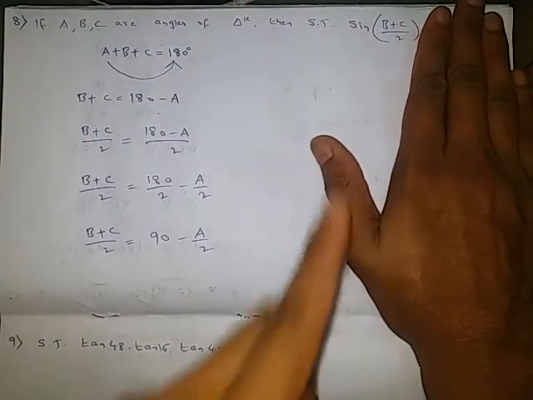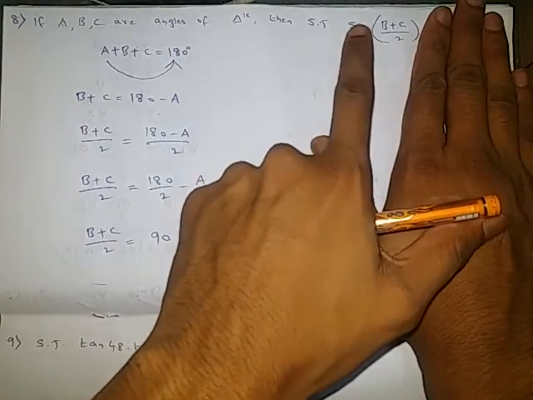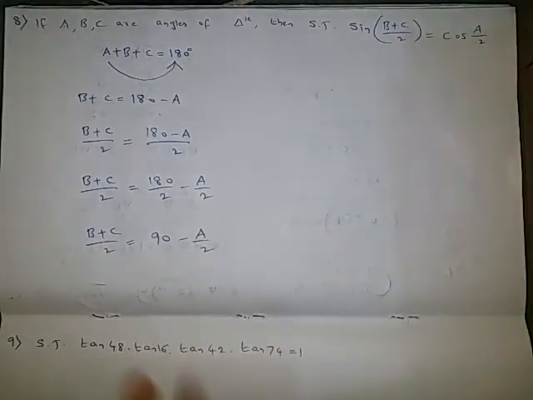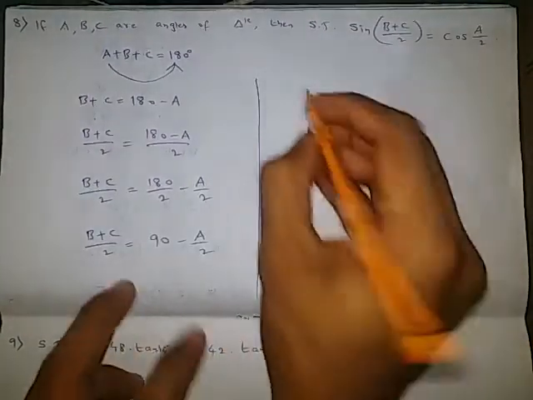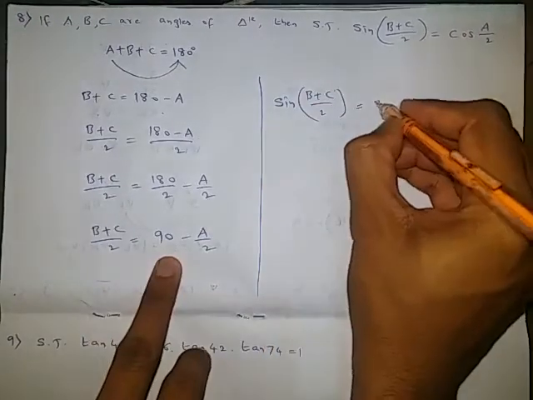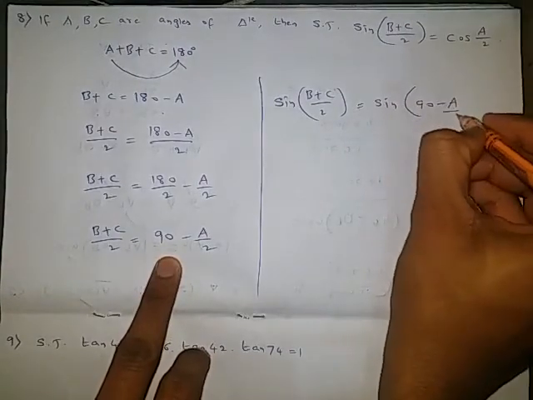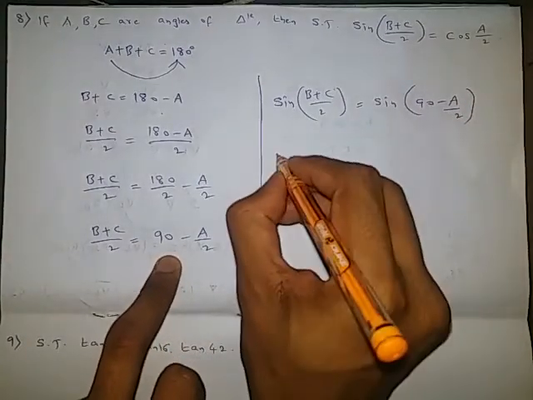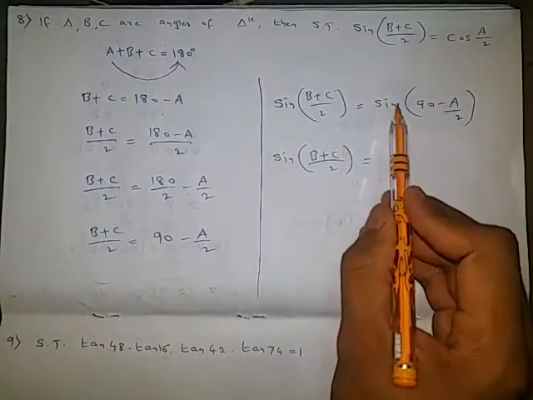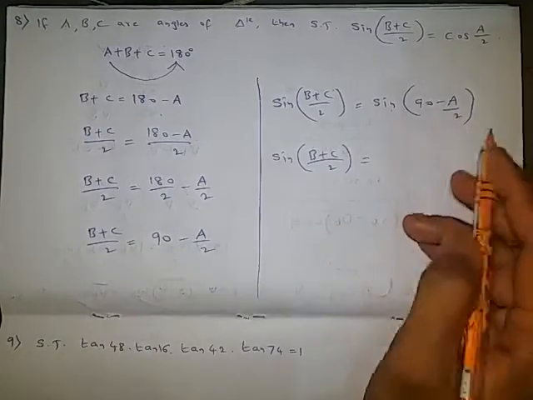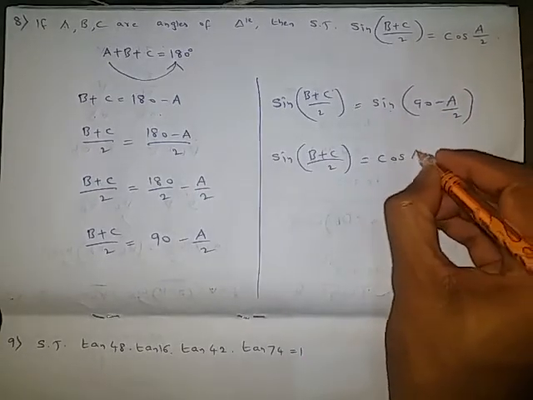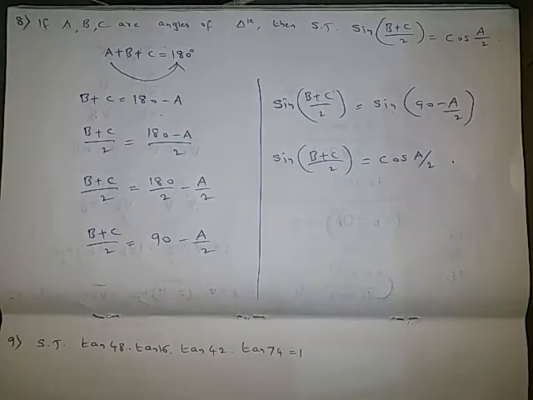Now on the left side sine is there, so whatever is there on the left side, that only we need to apply. So on both sides I am applying sine. So we will get sine of (B plus C) by 2 is equal to sine of (90 minus A by 2). The left side I am writing as it is, that is sine of (B plus C) by 2 is equal to sine of 90 minus theta is cos theta. So sine of (90 minus A by 2) is cos A by 2. Hence proved.